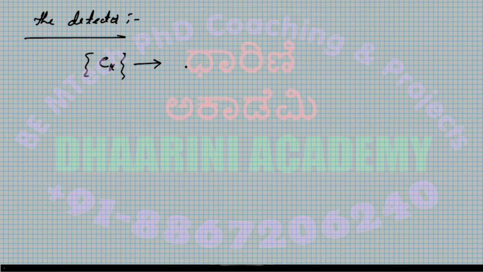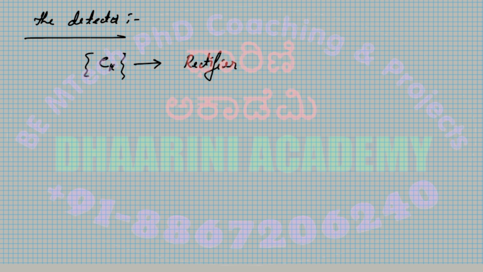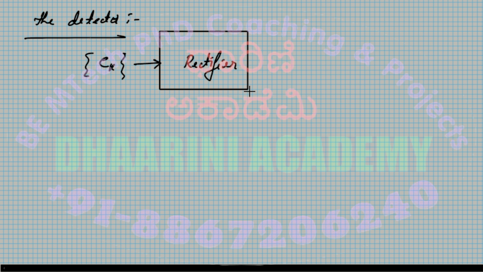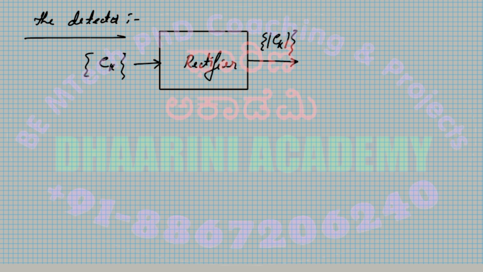So what we do normally, we take the rectifier, which takes the magnitude of CK. Minus 2 and plus 2 will be considered as 2 over here. So we have a block called a rectifier. The rectifier basically converts my CK into the sequence with the magnitude of CK as the output. Rectifier means, you know that, right? We have half wave and full wave rectifiers. All the negative values either will be converted to zero or positive. It's like that.